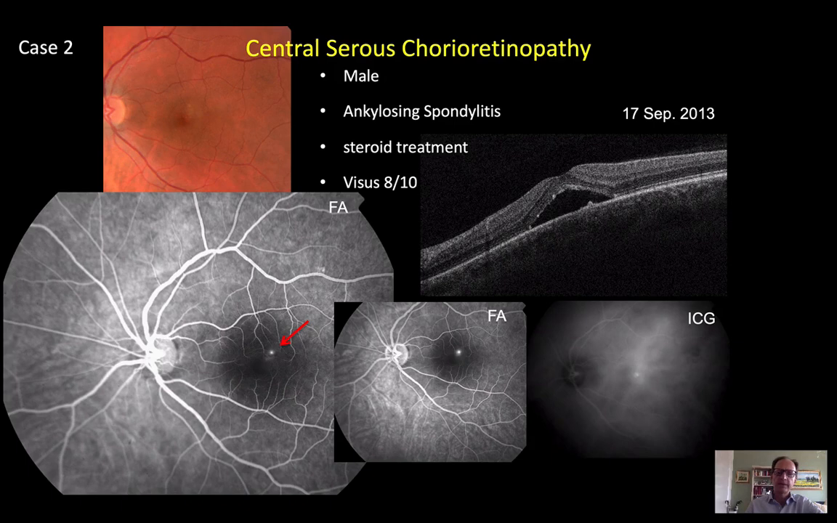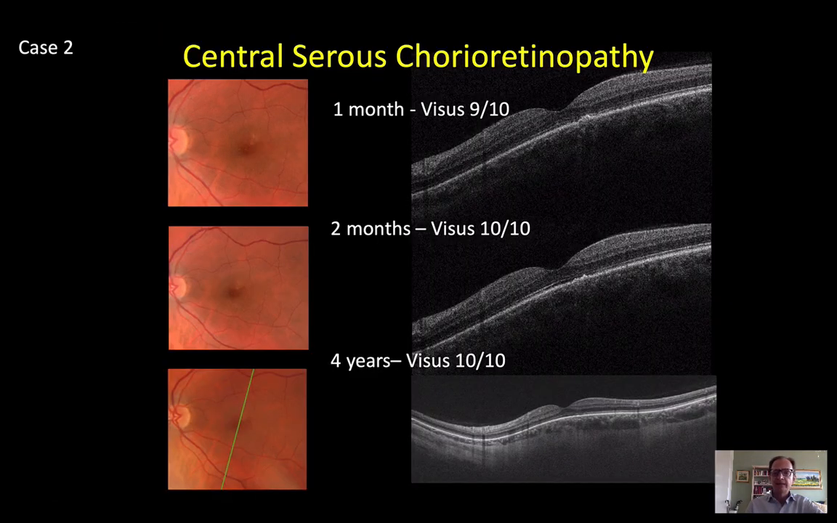We didn't wait for the spontaneous resolution. We decided to treat the patient, and we used again, in this case, focal light laser photocoagulation. And this is the follow-up visit 1 month, 2 months, and 4 years after photocoagulation of the leaking point. Visual acuity increased to 10/10, and there was a complete and persistent resolution of the subretinal fluid.